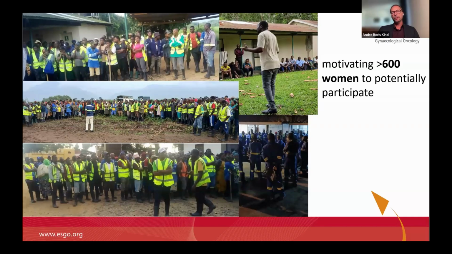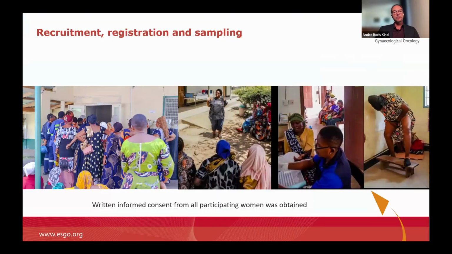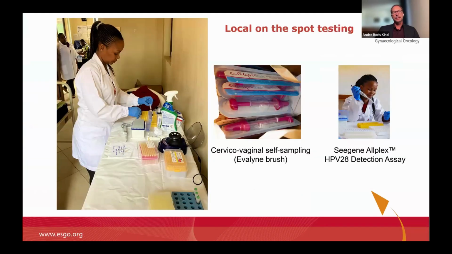In the end, we screened 422 women in these 4 days. So the women came, were registered, and took their vaginal sampling. And then the vaginal self-samplers were analyzed. So we used the C-Gen-LPlex test, and we built up a PCR lab in the field on the spot. And it takes around 4 hours between the vaginal self-sampling and the result.